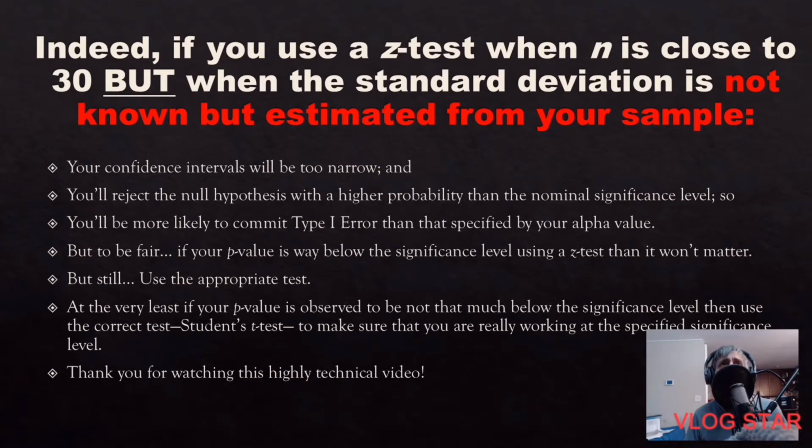Indeed, if you use a z-test when n is close to 30, but when the standard deviation is not known but is estimated from your sample, your confidence intervals will be too narrow, and you'll reject the null hypothesis with a higher probability than the nominal significance level. So you'll be more likely to commit a type 1 error than that specified by your alpha value.